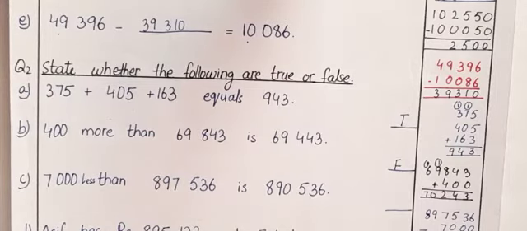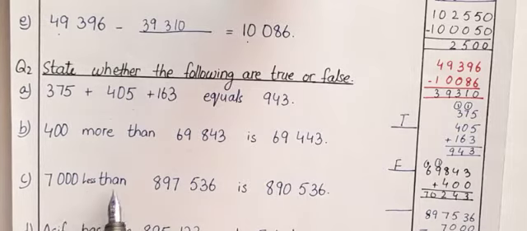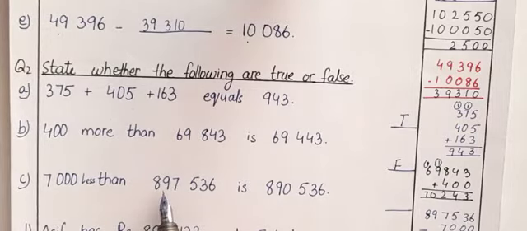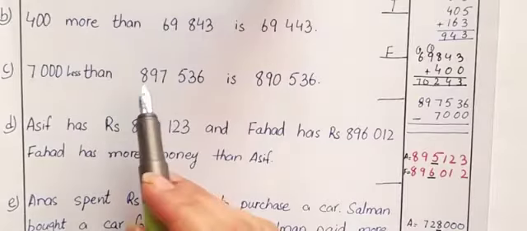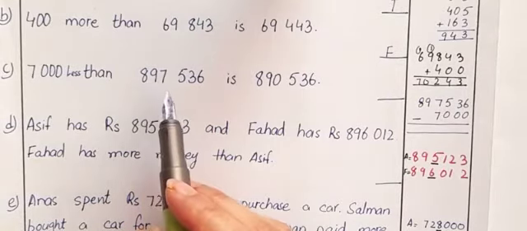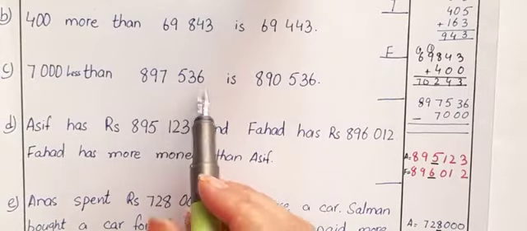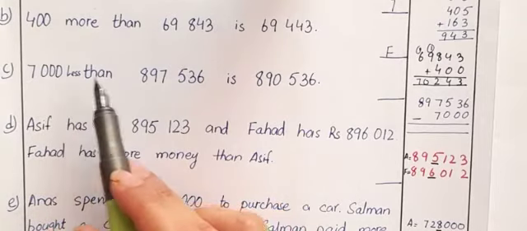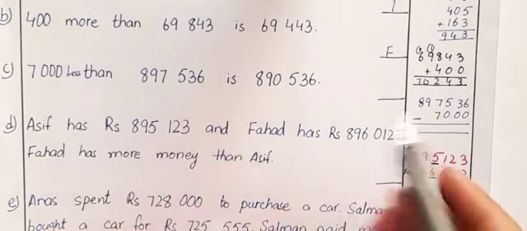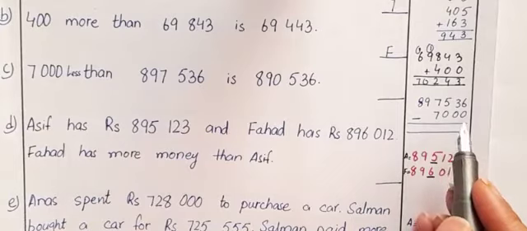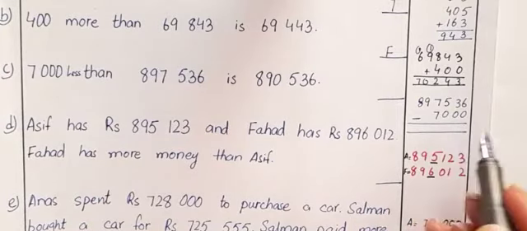Let's move toward our next sum, that is: 7,000 less than 897,536 is 890,536. So it means we have to subtract 7,000 from this value, and we will check whether our answer is this or not. First we will write 897,536, and then we will write 7,000 from right-hand side to left-hand side, and then we will write the minus sign. Here you can see I have done it in the rough work column.